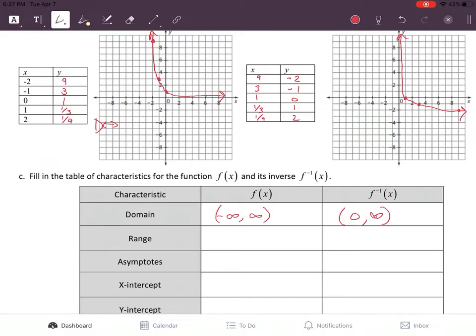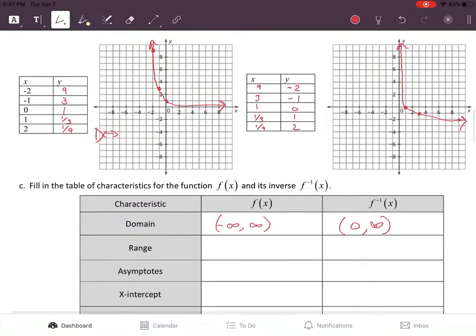For the range, for the first graph, the f of x function, the graph will not go past 0 on the y-axis, so it won't go underneath the x-axis. So its range is going to be from 0 to infinity. Now your range for the other graph, the inverse function, from bottom to top is going to keep decreasing, and it's going to go all the way up. So it's going to be from -infinity to +infinity.